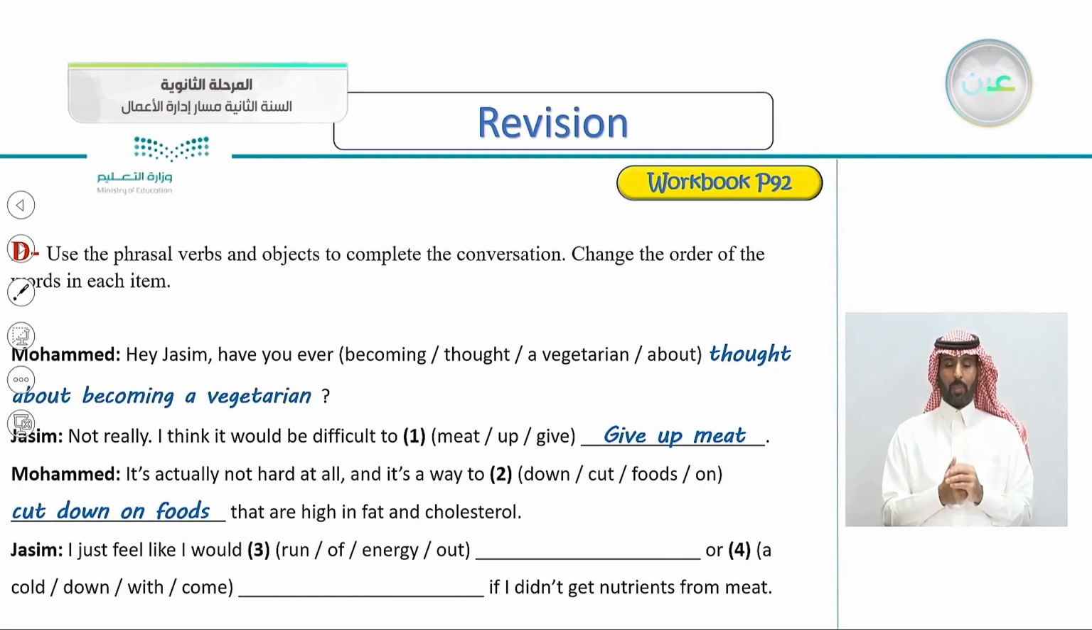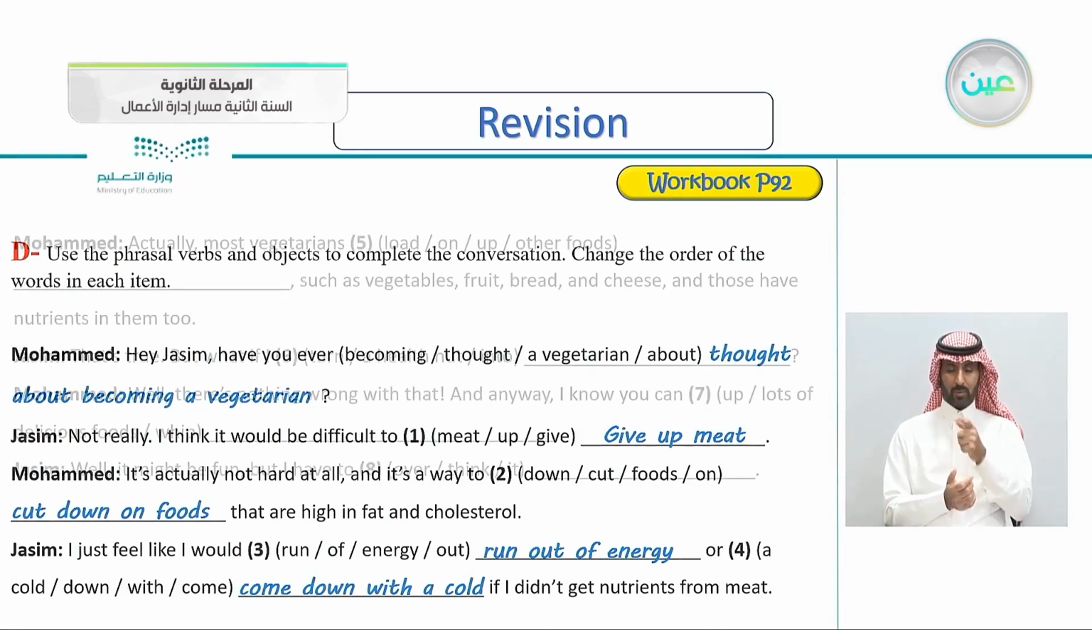Of course, this is incorrect, and the correct order is, this is an easy one, of course, run out of energy. Or a cold, down, with, come. If I didn't get nutrition from meat. So the correct answer here is come down with a cold if I didn't get nutrients from meat.